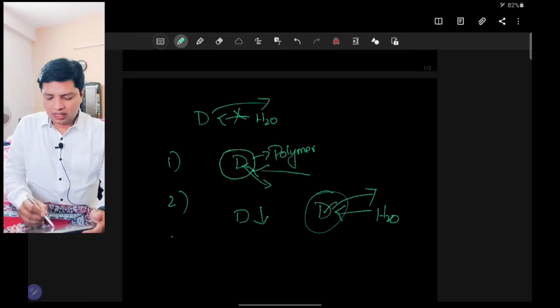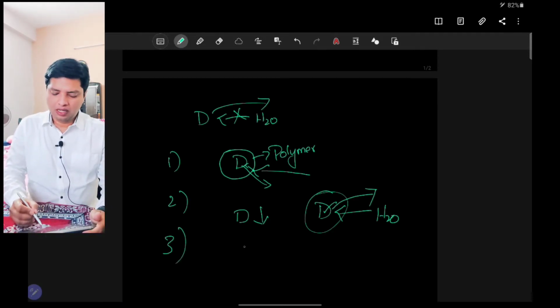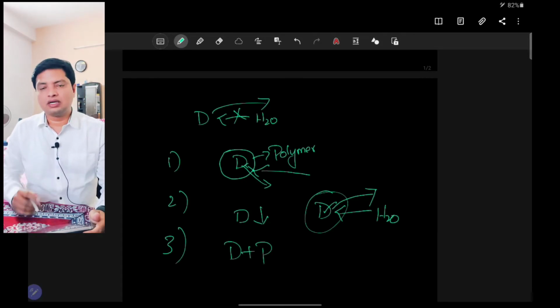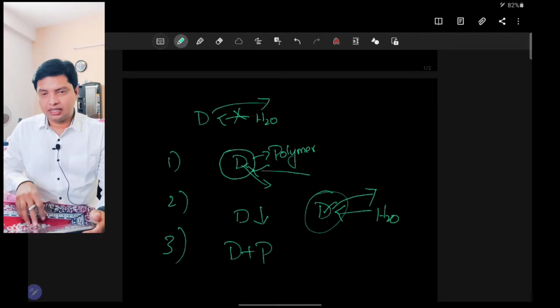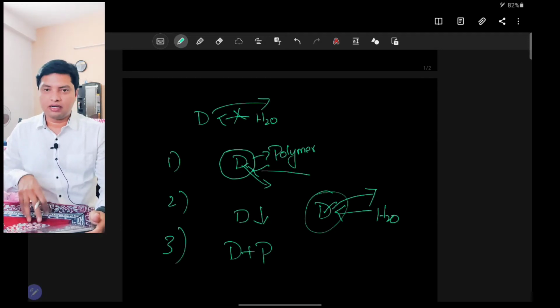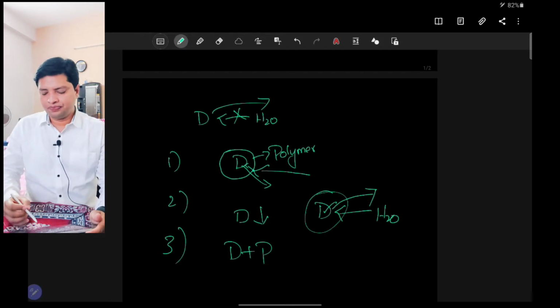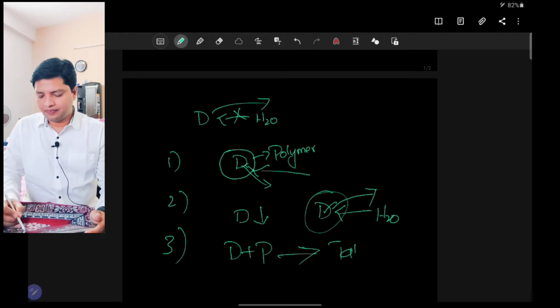The third method is, I will take the drug and I will take a polymer which has less solubility in water. It will dissolve in water slowly. I will mix them and I will prepare a tablet. We call it a matrix tablet.